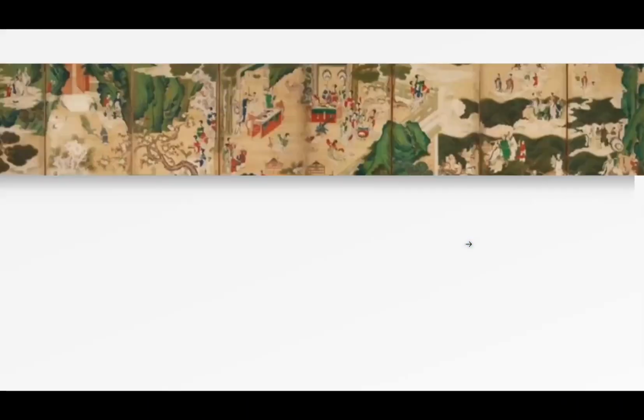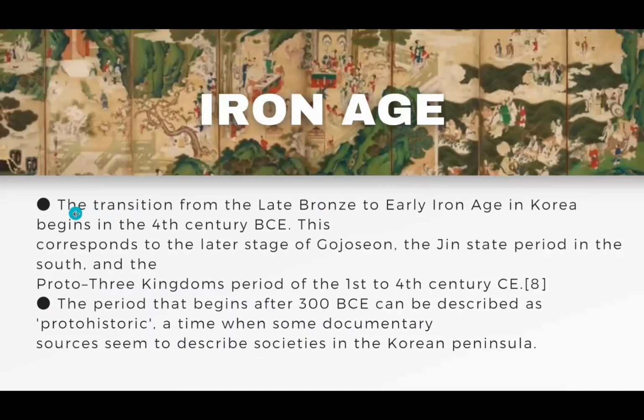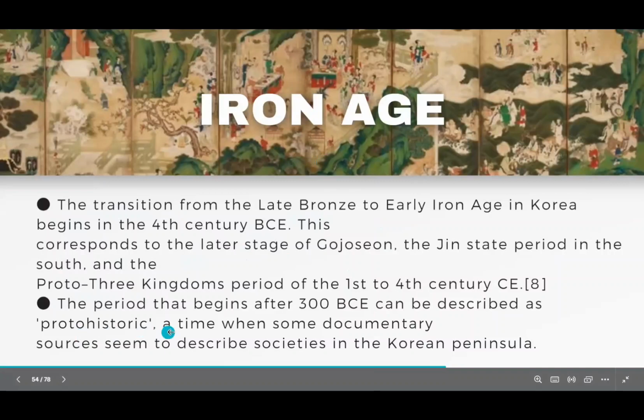The next slide is about the Iron Age. The transition from the late Bronze Age to the early Iron Age in Korea begins in the 4th century BCE. This corresponds to the later stage of Gojoseon, the Jin State period in the south, and the Proto Three Kingdoms period of the 1st to 4th century CE. The period that begins after 300 BCE can be described as protohistoric, a time when some documentary sources seem to describe societies on the Korean peninsula.